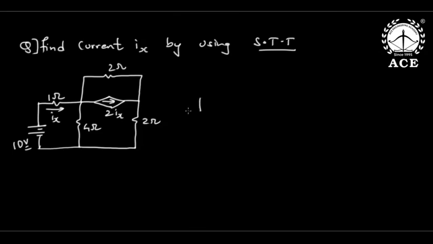Now see here. The target branch I will never touch. That is what you have to remember. If you disturb the target, then you are changing the question. This current Ix is the current flowing through this branch. That branch you should never disturb. Suppose if you disturb it, you are changing the question.